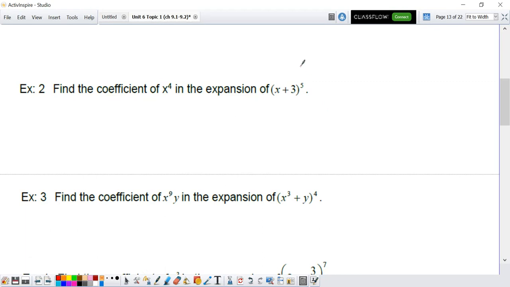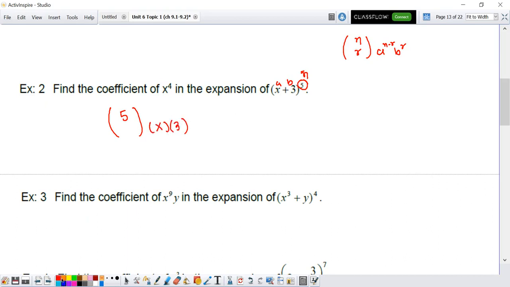So, if I remember the general term, it is n choose r, a to the n minus r, b to the r. That will be the general term. So, here, what is n? N is 5, and then a and b. So let's set it up. N is 5. I don't know what that number is; we will figure it out. Then I have an x and I have a 3.